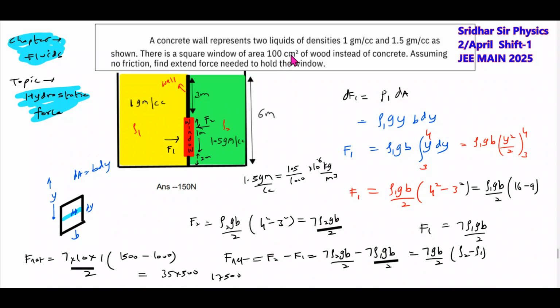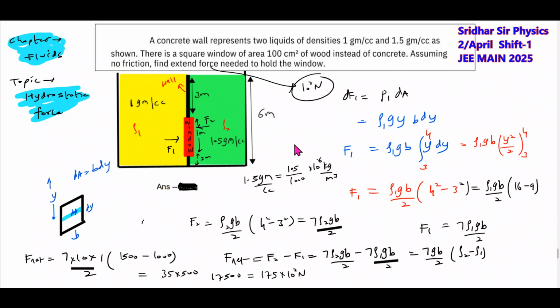B is in centimeter square, so 100 centimeter square will be 10 to the power of minus 2 meter square. I'll substitute here. So 35 into 5 will be 175. So 175 into 10 to the power of 2 Newton. Some data should be given. So the answer should be 175, with 10 to the power of 2 utilized here. The answer should be force, in terms of 10 to the power of 2.